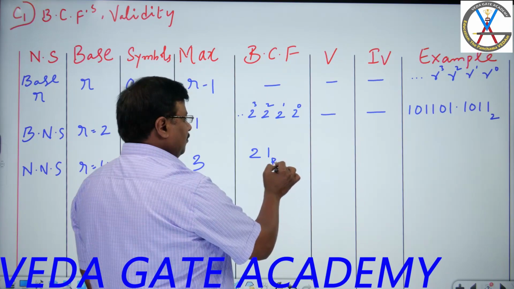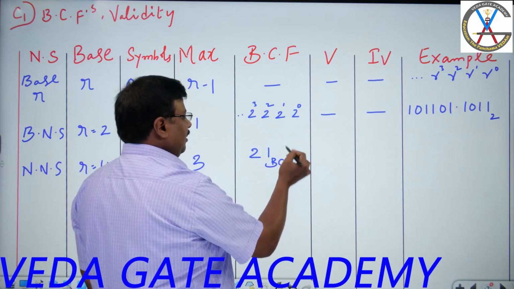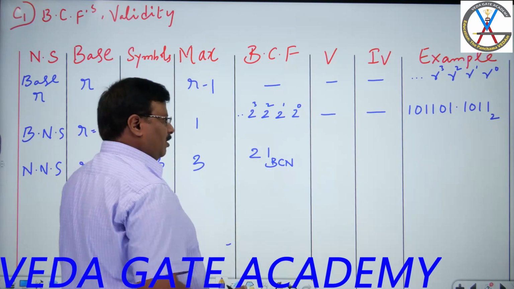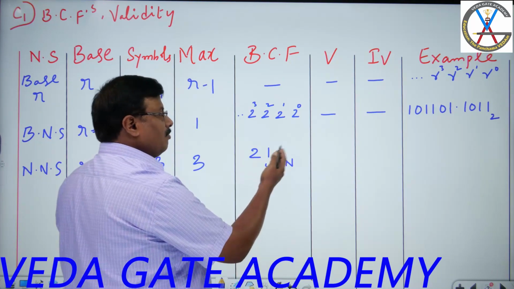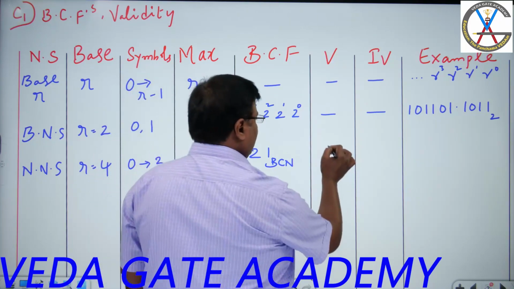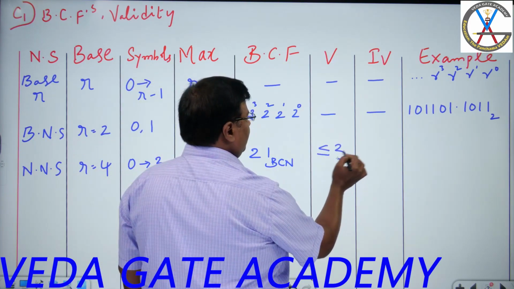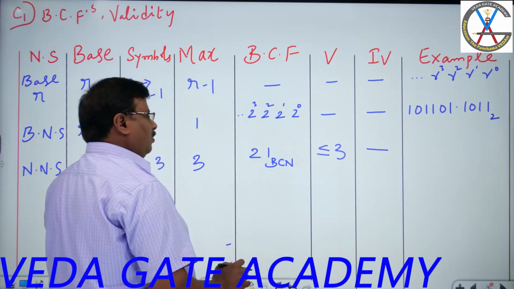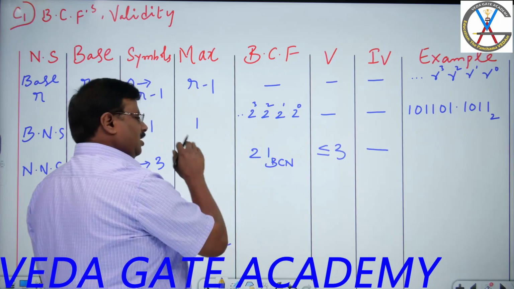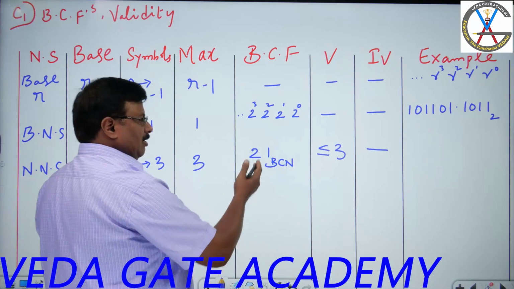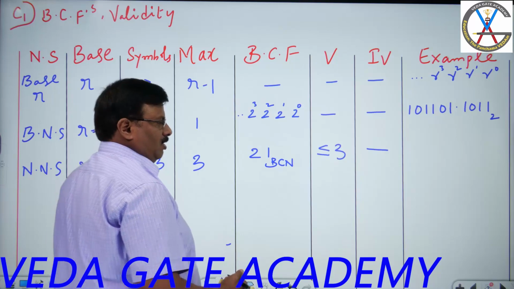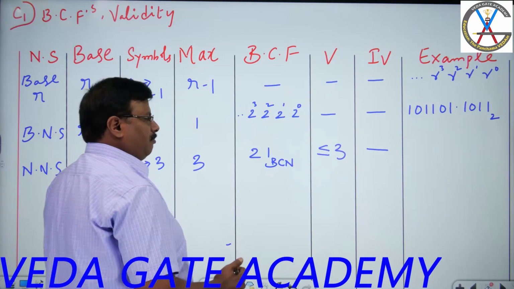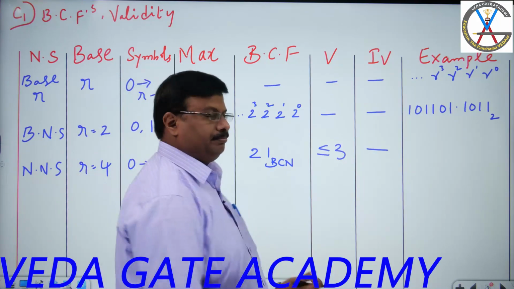We can say binary coded nibble, BCN. Because 2 plus 1 equal to 3, and the nibble max requirement is also 3. Hence, 2, 1 can be a binary coded nibble. Less than or equal to 3, valid. No question of invalid, because invalid comes into the picture only when the available weights are more than the requirement. Here the requirement is 3, and the weights 2 plus 1 is also equal to 3, hence no question of invalid. Example, let us see together for BCN and BCO, nibble and octal.